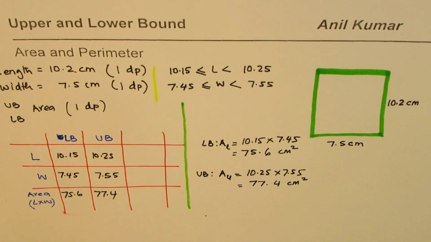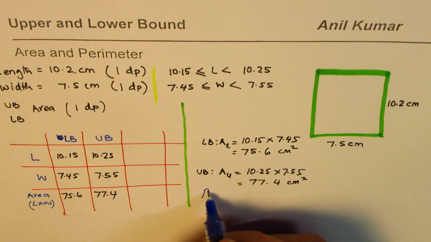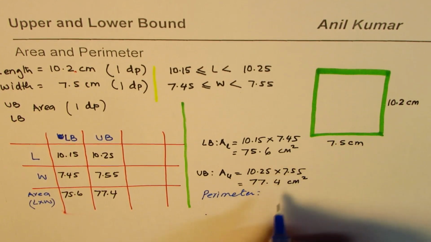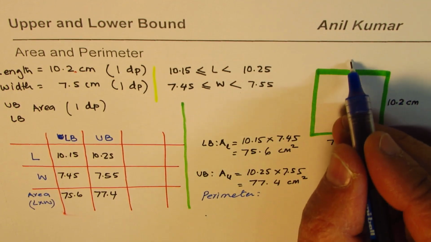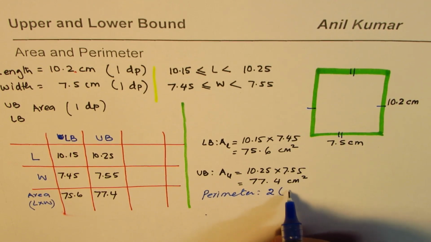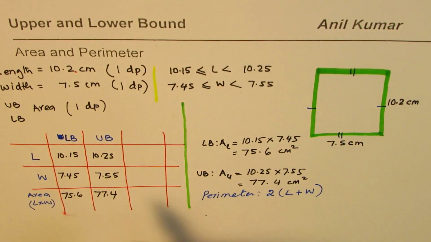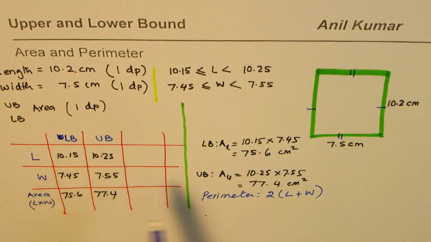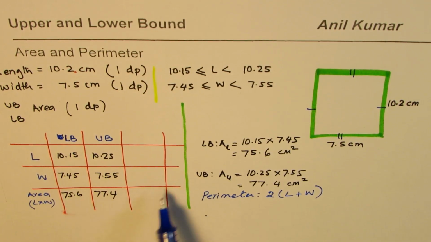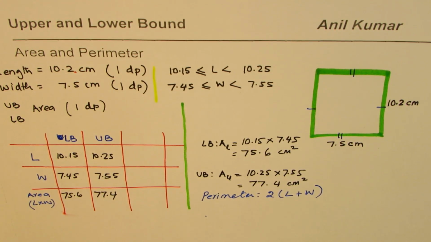Now as an added exercise, I'm leaving perimeter for you, right? So you should find the perimeter for this. As you know, perimeter is equal to 2 times, because these are the same dimensions, right? This is rectangular, correct? So perimeter is 2 times length plus width. You already have the lengths and widths here. So add them up and multiply by 2 to get the perimeter for the lower bound. Similarly, for the upper bound, also add these up and multiply by 2 to get the perimeter. Round your answers to one decimal place. That should be good, right? So you can do perimeter also in a similar fashion.